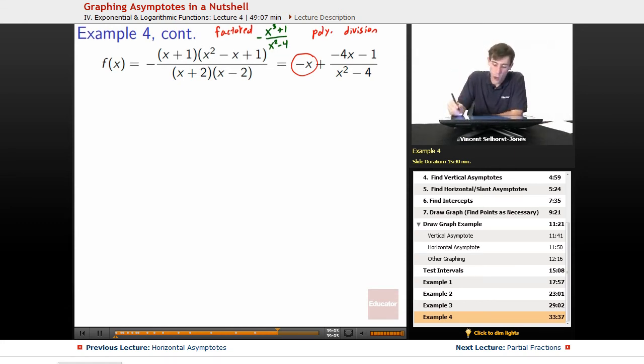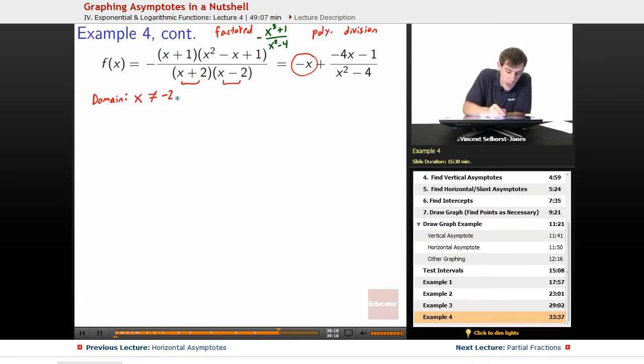Okay, so what's allowed in our domain? Our domain forbids when x plus 2 or x minus 2 becomes 0. So that's going to happen at negative 2 and positive 2. So x is not allowed to be negative 2. It's not allowed to be positive 2.